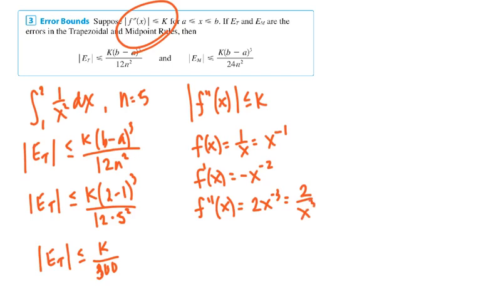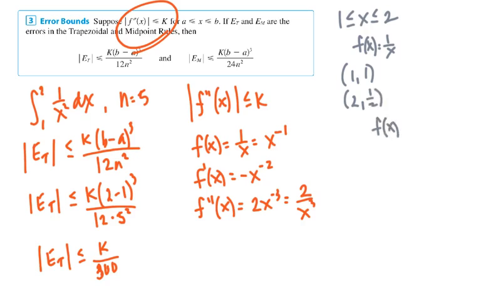So let's go back to the original function. We know that x values are bounded between 1 and 2. And think about your f of x. That's your y, which is 1 over x. When x is 1, y is 1. And when x is 2, y is 1/2. So that means that my y values are less than or equal to 1. It doesn't matter what it's between. I just need a large number. I need an upper bound for that value. So f of x is less than or equal to 1.